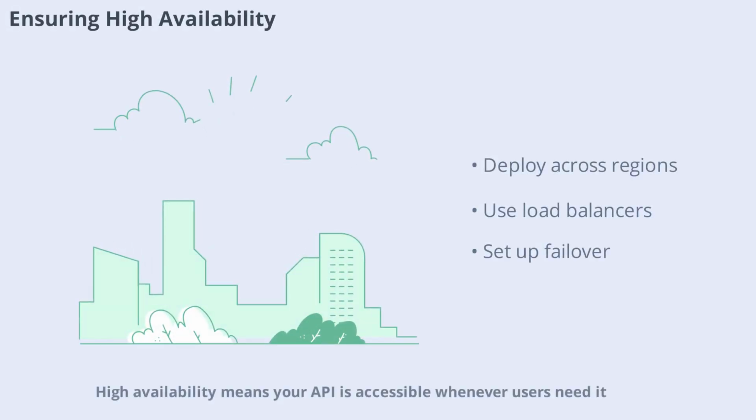High availability means your API is accessible whenever users need it. Achieve this by deploying across multiple servers or regions, using load balancers, and setting up failover mechanisms. Cloud providers offer tools to help you design for high availability, ensuring your data science solution remains reliable even during outages.